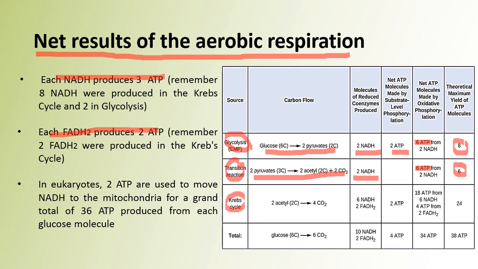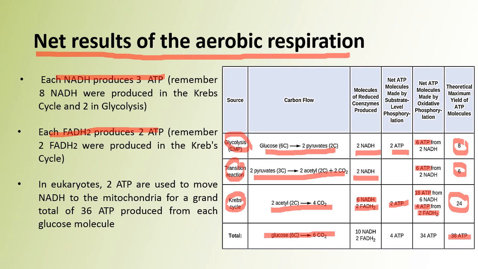In the Krebs cycle, the 2 acetyl groups will be converted into 4 carbon dioxide, and it produces 6 NADH, 2 FADH2 and 2 ATP. Then the 6 NADH will be converted into 18 ATP, and the 2 FADH2 will be converted into 4 ATP in the ETC. Therefore, the total ATP produced from the Krebs cycle is 24. In conclusion, the conversion of one glucose molecule to 6 carbon dioxide will produce 38 ATP.